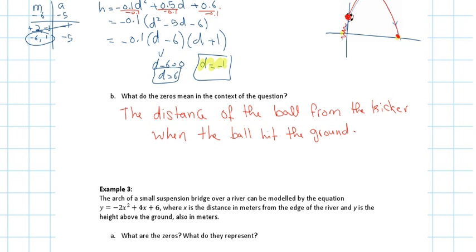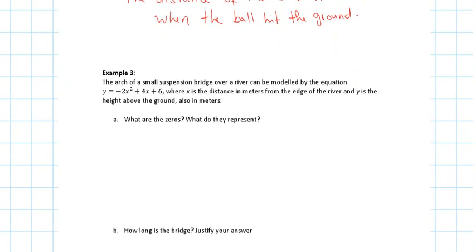If a small suspension bridge over a river can be modeled by the equation y equals negative 2x squared plus 4x plus 6, where x is the distance in meters from the edge of the river and y is the height above the ground, also in meters. So we have a river, and then we have a bridge that's coming over the river, and basically we're looking at that scenario.